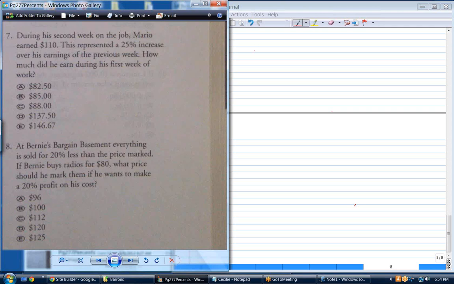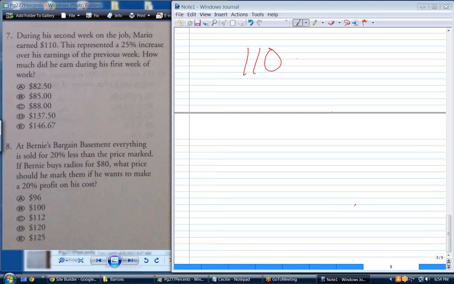If 110 equals 1.25 times x, x being what we started with, then that'll be the answer. So you could do this. 110 divided by 1.25? Yeah, but that's kind of hard to do manually. Don't you think? A little. Okay, so there might be an easier way to do this. Let's back solve it. We know the answer is not D or E. It's got to be less than 110.